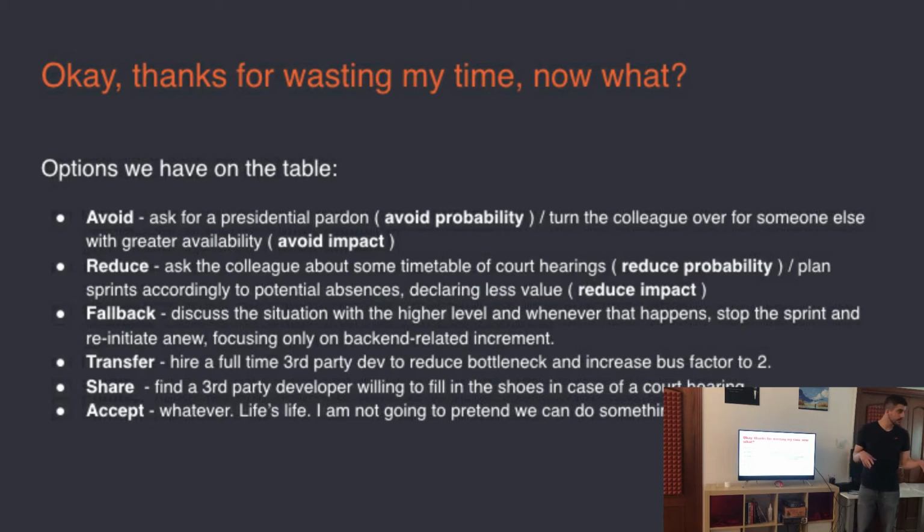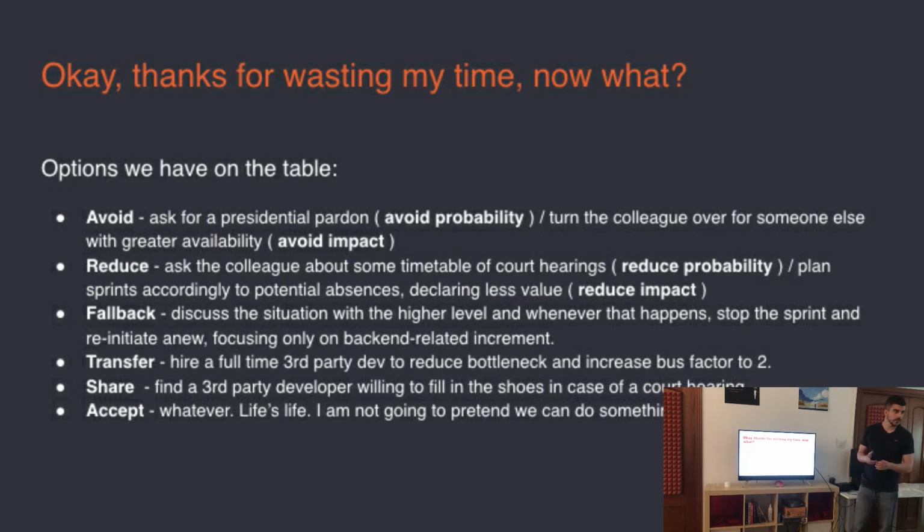Are you following that? All right, it's a familiar example. Terrific. Reducing. So we can reduce the probability, but not to the very zero, or reduce impact. So we can either ask the colleague about some timetable of court hearings, so we can plan in advance, or we can plan sprints accordingly to potential absences and declaring less value to a client every sprint. How we reduce the impact of his absence. Are you seeing the difference between those two? Which one seems to you more costly to us?